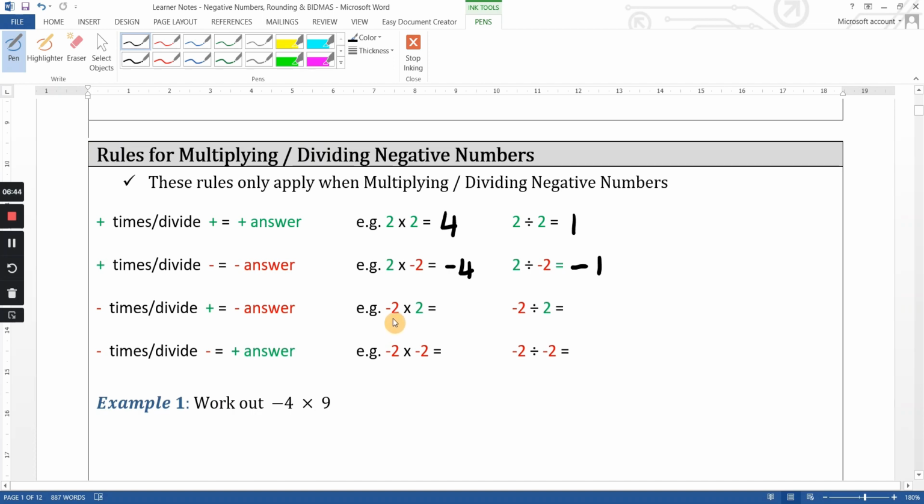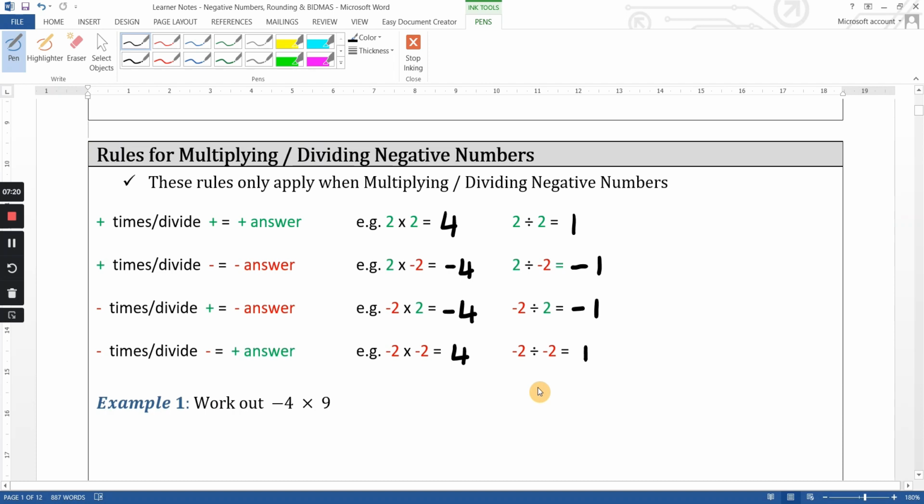Next one, similar sort of thing. Minus 2 times 2, so you've got negative times a positive, you're going to get a negative answer. 2 times 2 is 4. Similarly, minus 2 divided by 2, negative with a positive, you've got a negative answer, and that's 1. And finally, minus 2 times minus 2. Negative with a negative gives you a positive answer. 2 times 2 is 4. And minus 2 divided by minus 2 is positive 1.